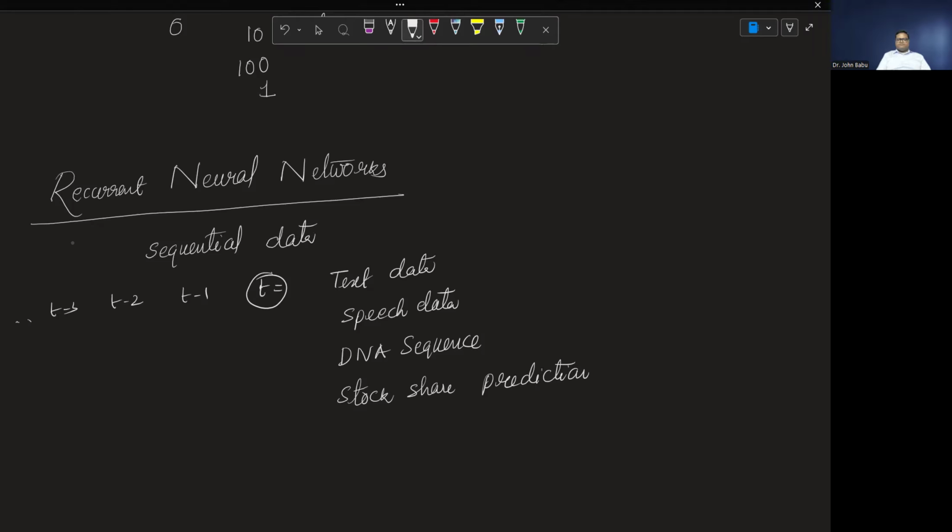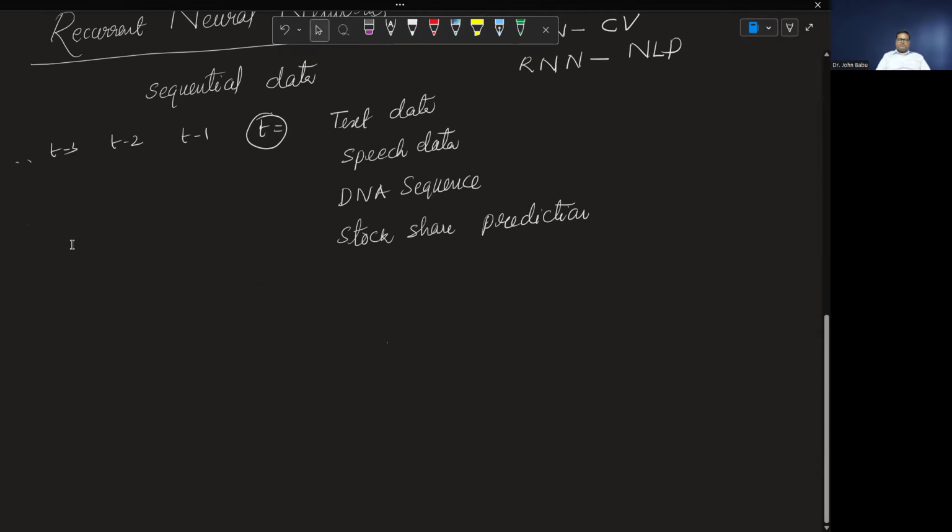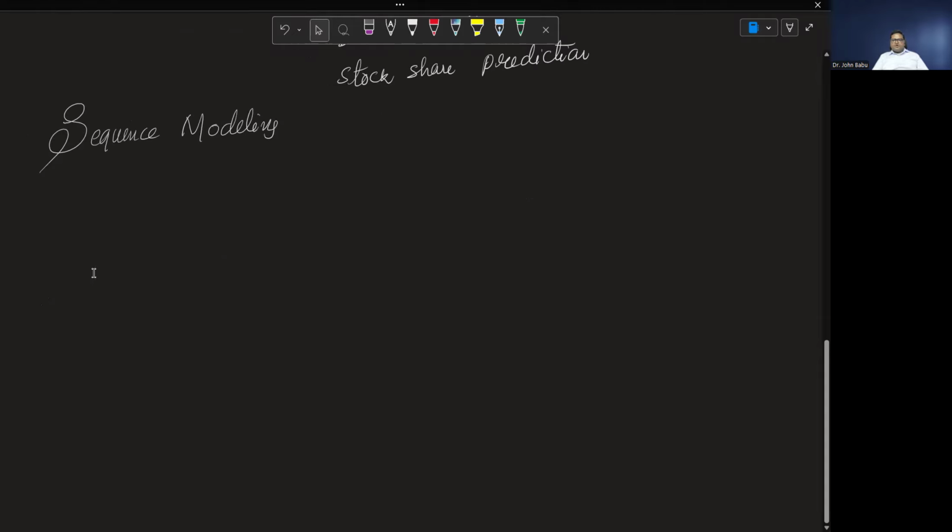Now what is our summary? CNN: grid structure data used in computer vision. RNN: sequential data used in NLP related tasks. That's why this chapter of the fourth unit, we call it sequence modeling. Now let us see how this RNN works and what is the architecture of RNN.